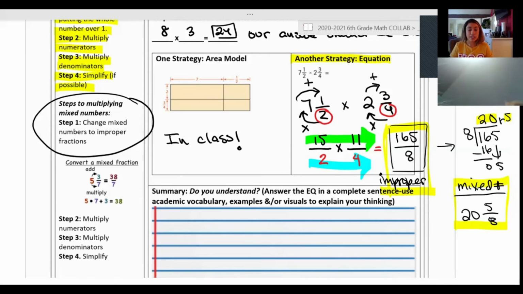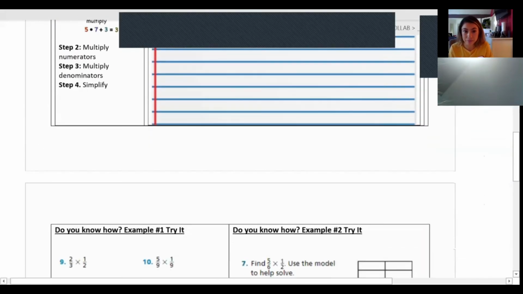All right, let's jump into our first example for our try it.